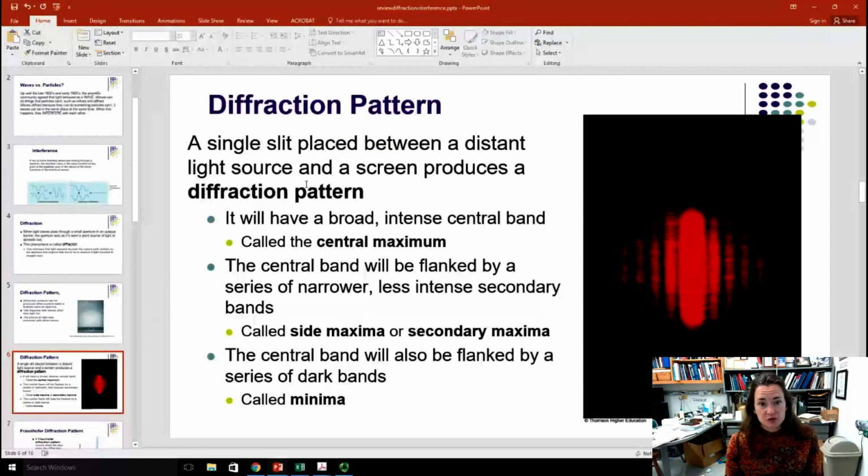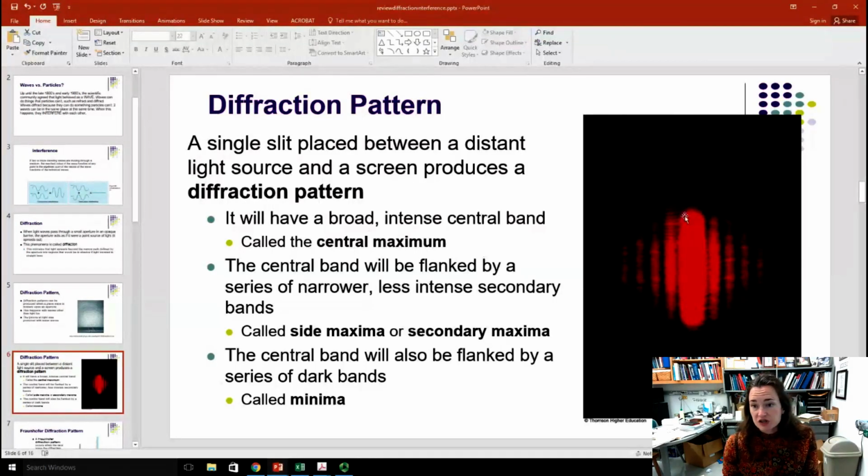Now, the pattern that's produced when light is diffracted is called a diffraction pattern. This is the diffraction pattern from a single slit, a single opening or aperture. And by slit here, I mean it's not a pinhole opening, but it's a slit that has a sort of rectangular cross section. So a single slit here placed between a distant light source and a screen produces a diffraction pattern. It'll have a broad, intense central band, and you can see that in the middle here. This diffraction pattern was most likely produced by a red laser incident on a narrow slit.